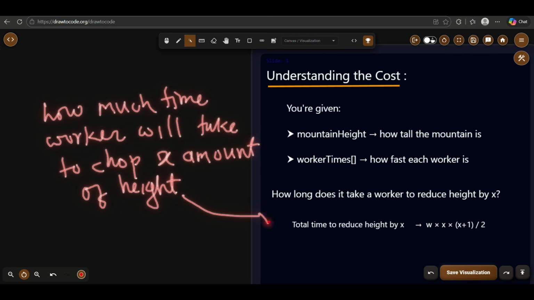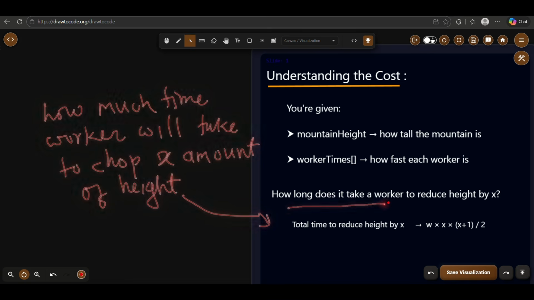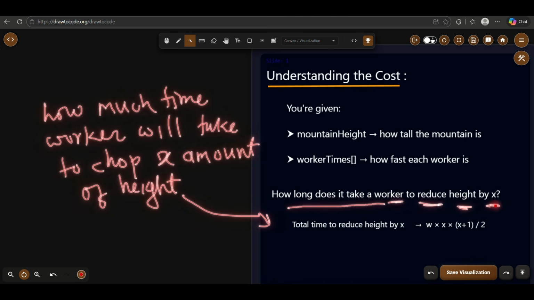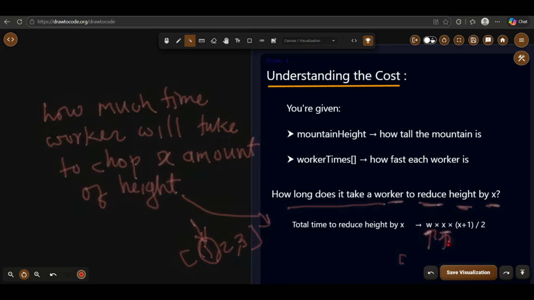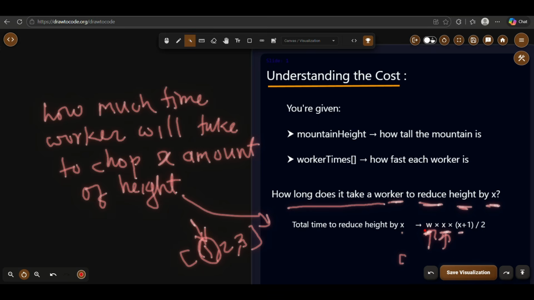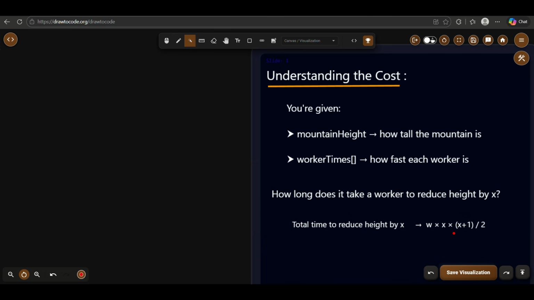To find that, here is the formula. How long does it take a worker to reduce the height by X? It is given by W, where W means the given array of worker times, the value for that specific worker. Along with that, how much height you want to chop. If you put that in this formula, you will get the minimum time or total time required to chop a mountain of X height. Hope you get that.